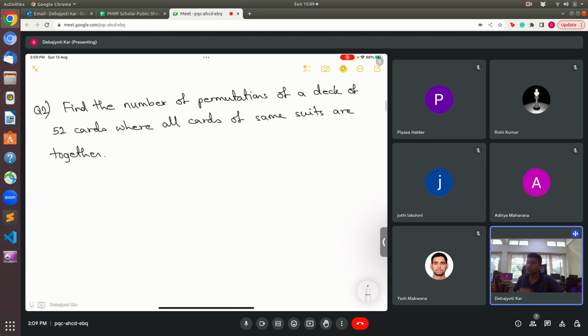So what does this question say? We have to find the number of permutations of a deck of 52 cards where all cards of the same suit are together. What does it mean? Out of 52 cards there are 4 suits: diamond, heart, spades and clubs, and each suit has 13 cards. So what we are required to find is in how many ways we can arrange these 52 cards so that all cards of hearts are together, all cards of diamonds are together, all cards of clubs, and similarly for spades are together. How many such permutations are possible?